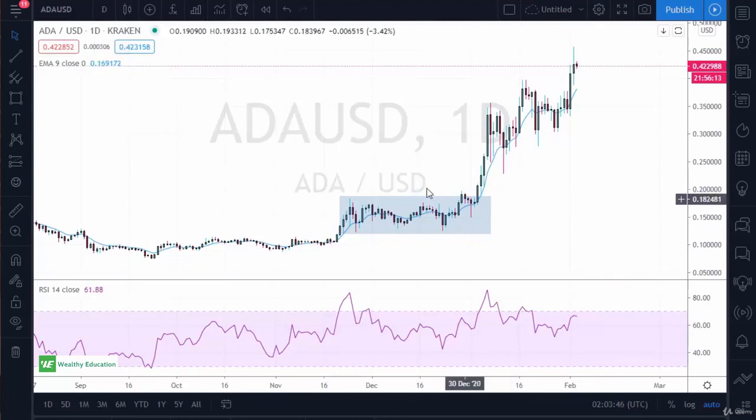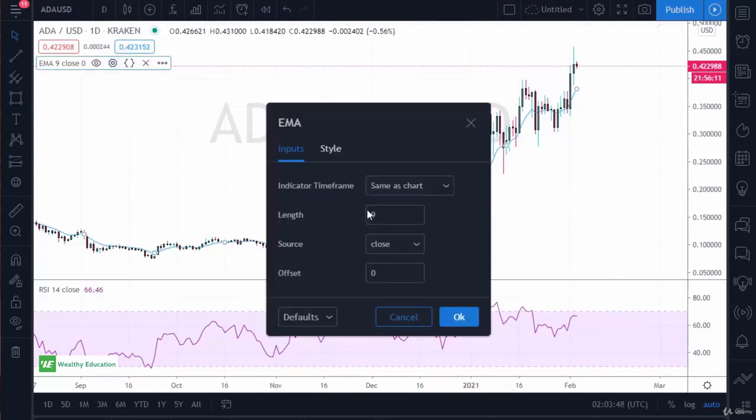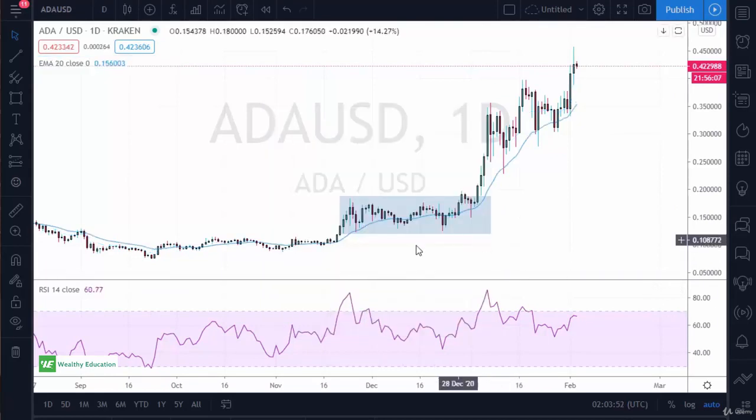It's a daily chart. You could use the 9. Again, I like using a little bit higher numbers on daily time frame and the like. You can see it's held up quite nicely. Cardano certainly made the projected move and much further.